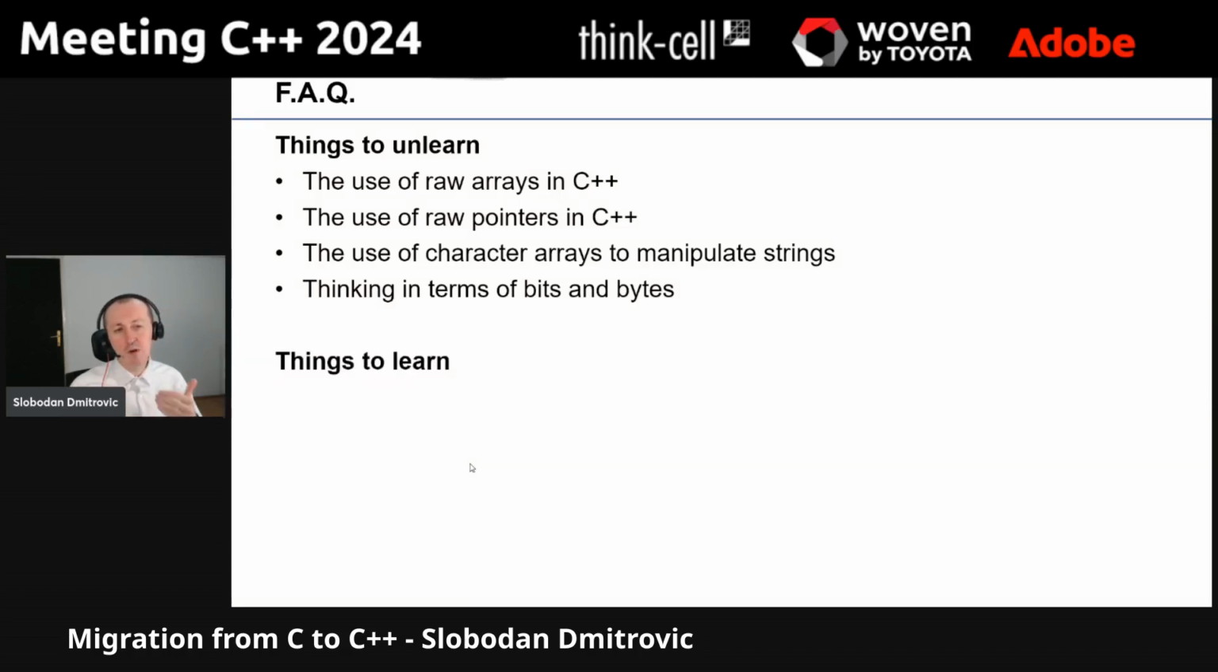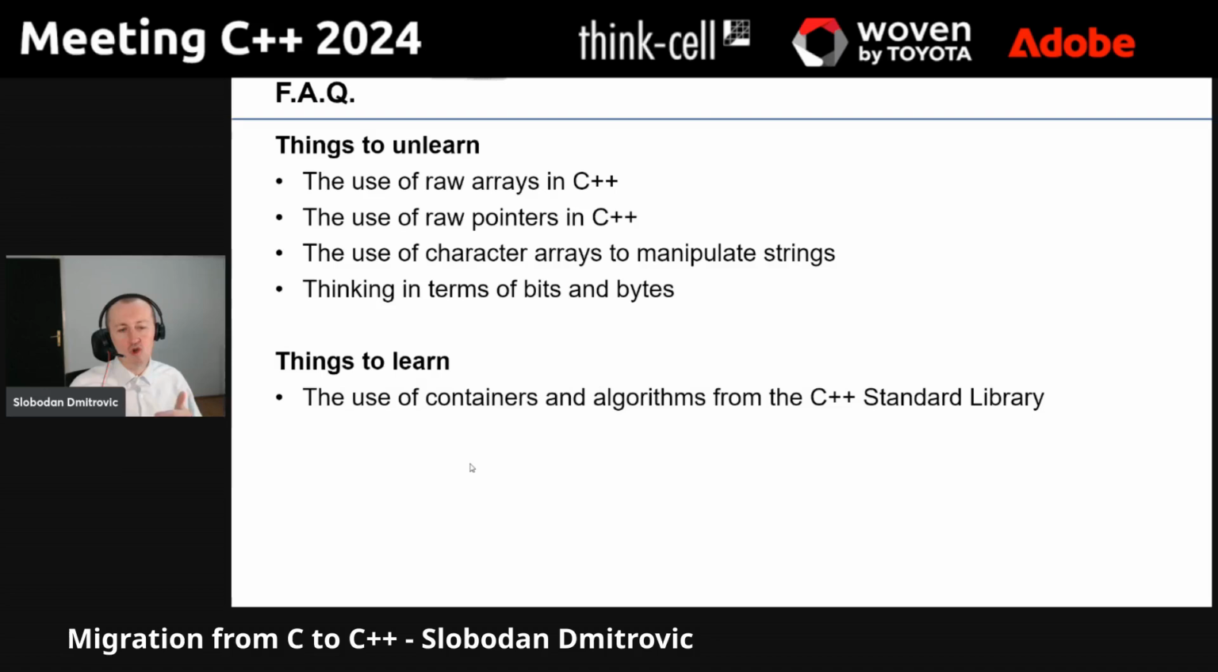So what would be the opposite things as compared to these bullet points? What would be things to learn? You should get comfortable with using containers and algorithms from the standard library as compared to using raw arrays and raw pointers. So use std::array, perhaps std::vector or other facilities, but definitely try to depart from raw arrays and raw pointers as much as possible. Not always possible, but we should strive towards it.